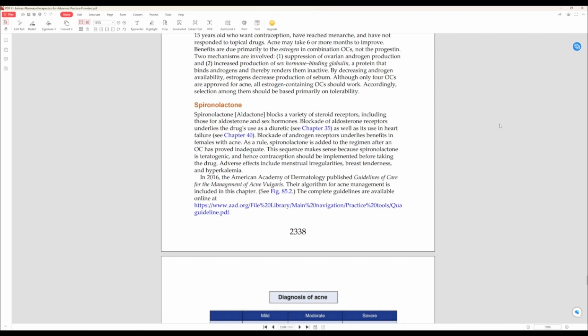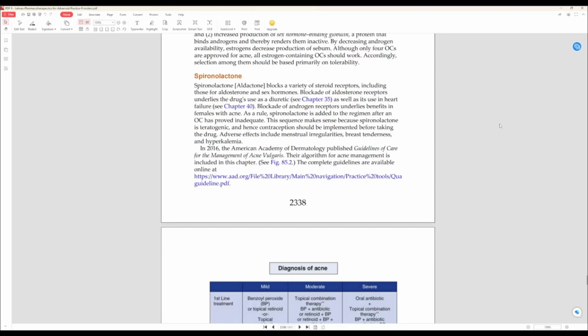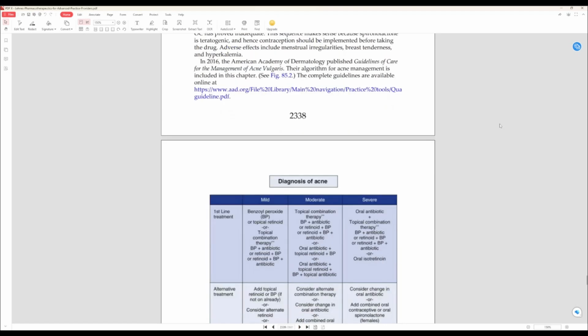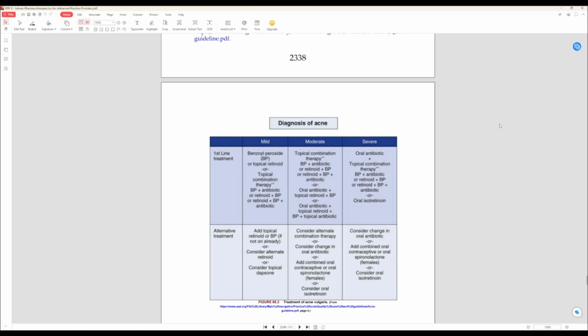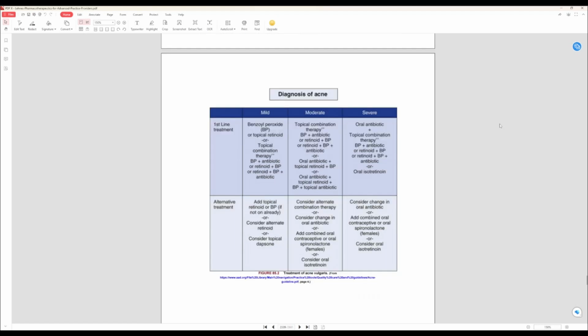In 2016, the American Academy of Dermatology published guidelines of care for the management of acne vulgaris. Their algorithm for acne management is included in this chapter. The complete guide is available online at the following website, so make sure you take a look at it. So, here is now the diagnosis of acne, your first line treatment as well as your alternative treatment, whether it is for mild, moderate, or severe. It's an outstanding spot to hit pause and review so you can take a look at options.